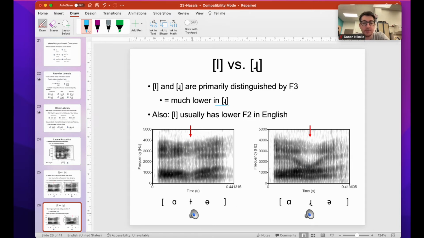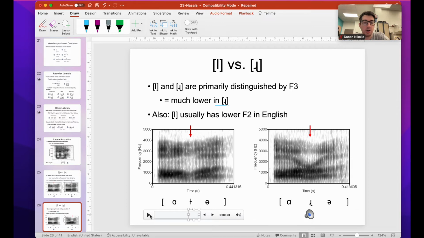That's where F3 is important. Otherwise, F3 is not as important as F1 and F2 because we don't tend to hear those higher frequencies very well. We don't tend to pay attention to those so much in our perception. So auditorily, but also acoustically, they are less prominent, less intense than F1 and F2.